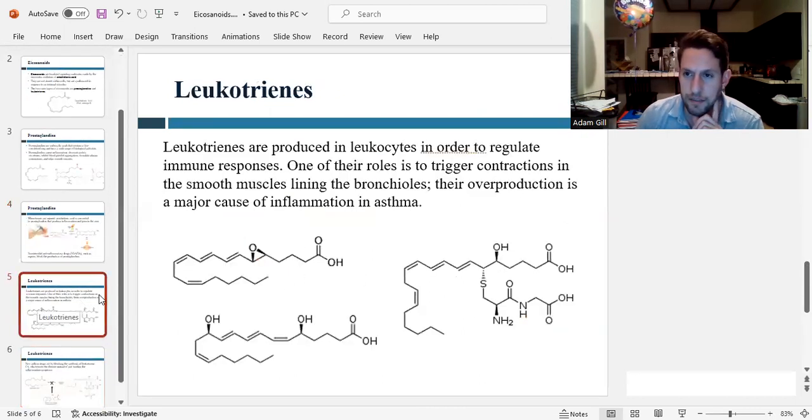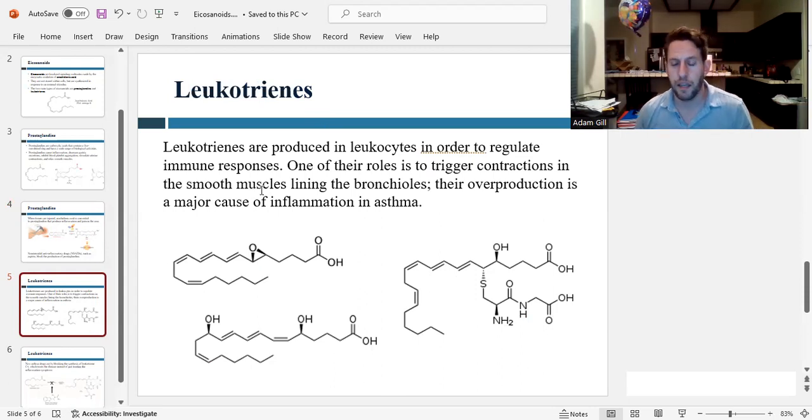The other type of eicosanoid are leukotrienes. These are also made from arachidonic acid, but they control different physiological responses. One of the main ones is the contraction of smooth muscles in your bronchioles in your lungs, and they are strongly associated with asthma response. So people with asthma have an overproduction of these leukotrienes.